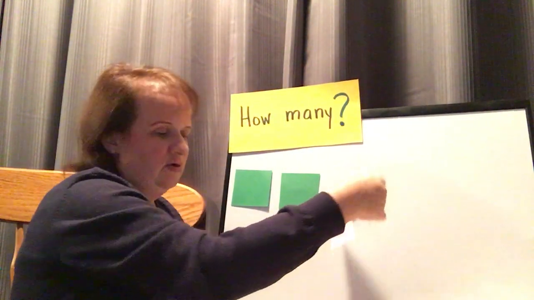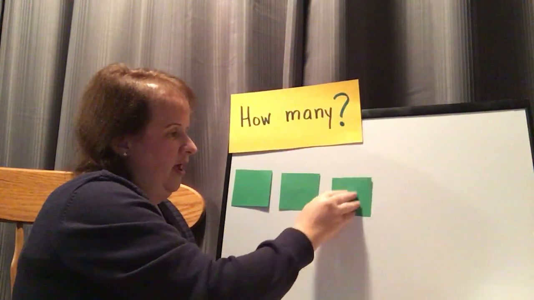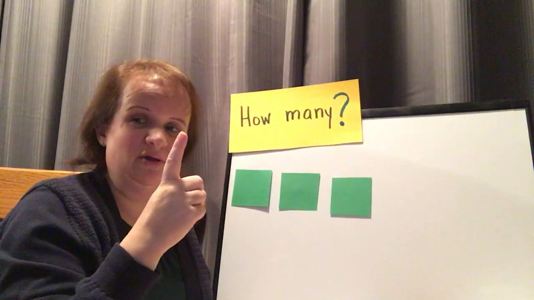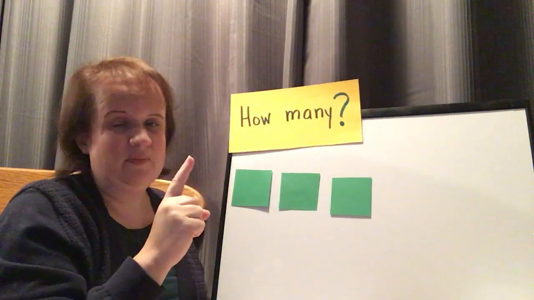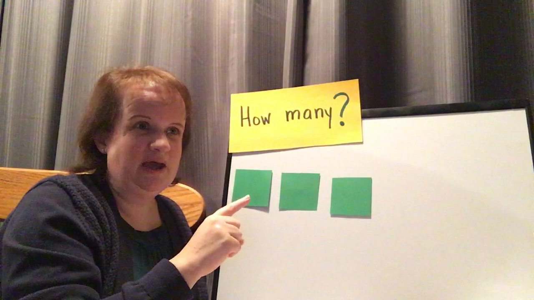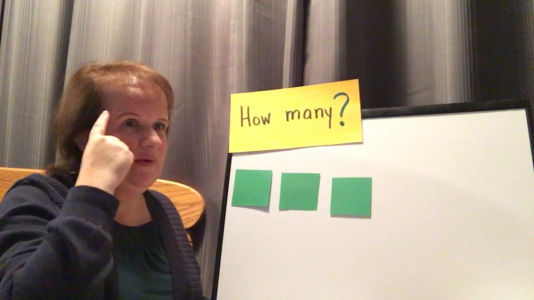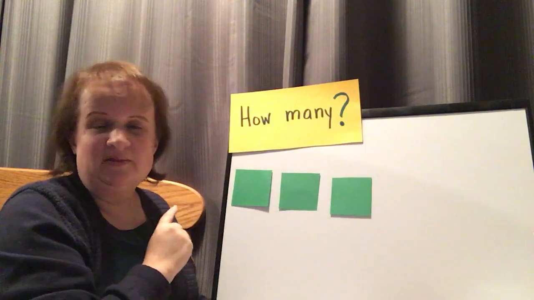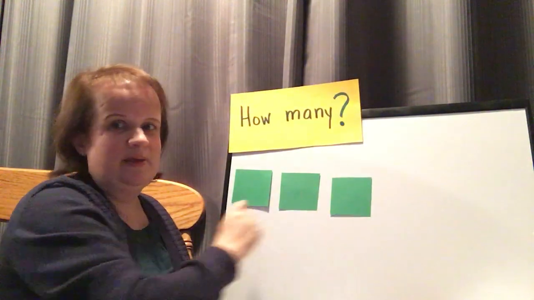Now let's add another color tile to our board. I added another color tile, so I need to get my pointer finger, which can also be called your index finger, ready to point and count. Remember, you touch one object, say a number name, touch the next object, say a number name, and touch the next object and say a number name. And remember that last number so you can answer the question, how many? Let's do it. 1, 2, 3.